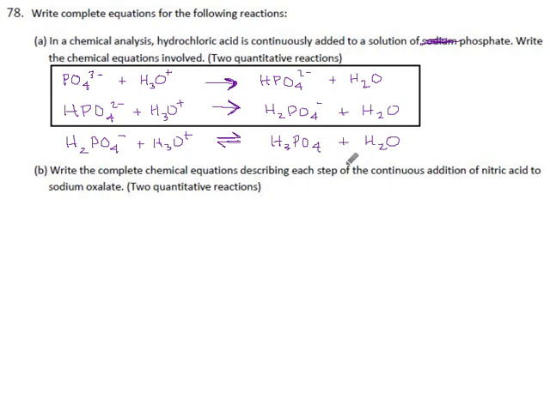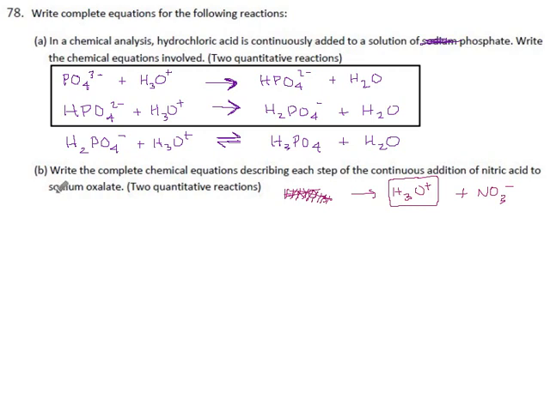Write the complete chemical equation describing each step of the continuous addition of nitric acid. Now, nitric acid is HNO3 aqueous, but when you put it in water, what happens? After a moment, you're not going to find any nitric acid because instead you will find this. So a solution that we label as HNO3 is technically a solution of H3O, which is really strong acid, and nitrates, which we don't care about because they're a really terrible base. So H3O is the big takeaway from nitric acid.